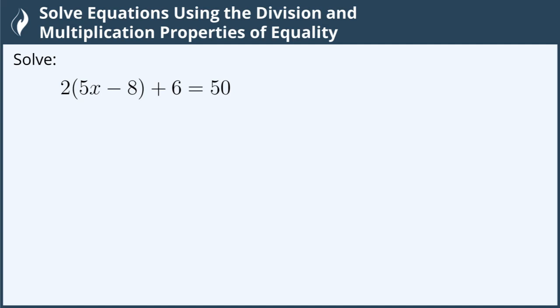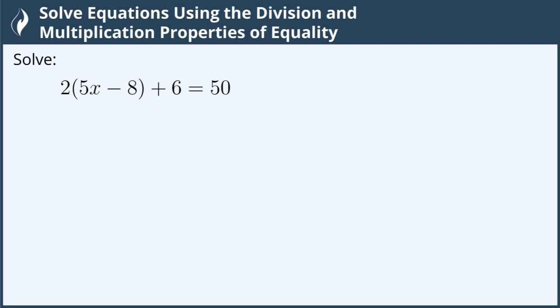Hi, in this video, we're going to solve the equation 2(5x - 8) + 6 = 50. Now here, we're solving for the variable x, which is inside of parentheses. Because of that, we have a couple of different ways that we can solve this. For this video, we're going to distribute the 2 in order to get rid of the parentheses.